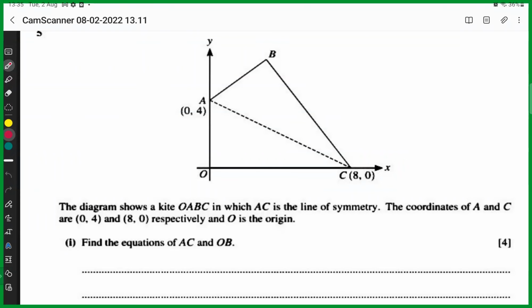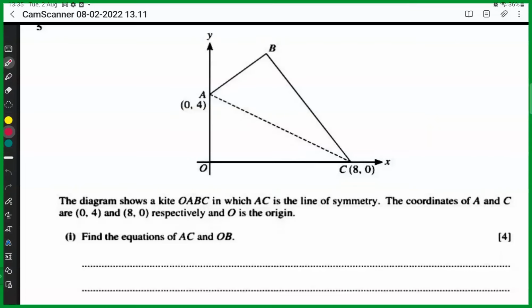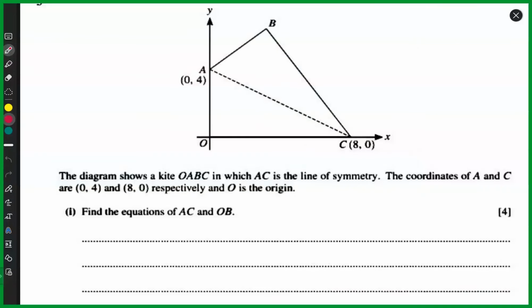So the first question says, the diagram shows a kite OABC in which AC is the line of symmetry. The coordinates of A and C are (0, 4) and (8, 0) respectively, and O is the origin. Find the equations of AC and OB.